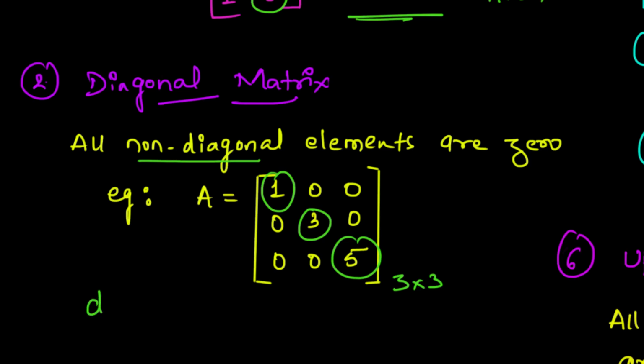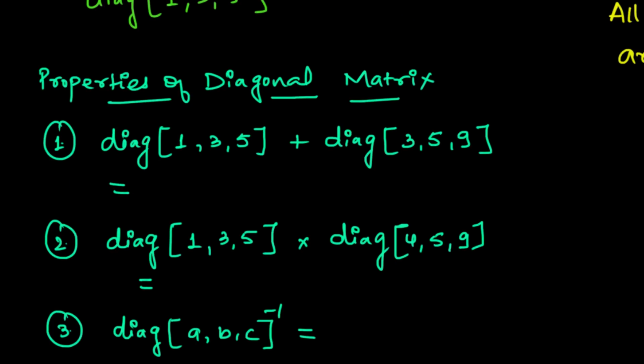There is a handy way to write this. Just write diag and write the elements along the principal diagonal. That's it. You don't need to write the full matrix because all the other elements are 0. Only the elements along the principal diagonal are non-zero. So write diag 1, 3 and 5. That's it. Let's see some of the properties of the diagonal matrix.